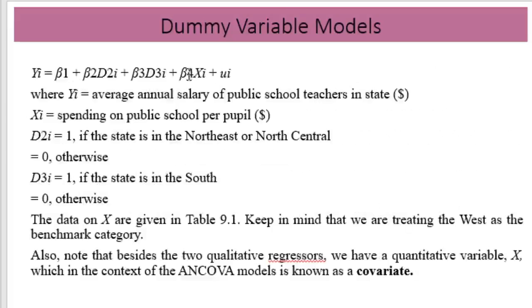Then we can introduce the regression model as follows: Yi equals beta 1 plus beta 2 D2i plus beta 3 D3i plus beta 4 Xi plus ui, where Yi is the average annual salary of public school teachers in a state and Xi is the spending on public school per pupil. D2i equals 1 if the state is in the northeast or north central and 0 otherwise, and D3i equals 1 if the state is in the south and 0 otherwise. The data on X are given in the table, and here also the West is the benchmark category.